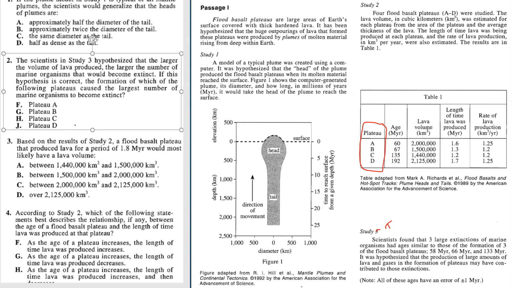Look at the answers and you see plateau A, B, C, and D, and you would have thought, hang on, I saw that on table 1. And you come over to table 1, seeing plateau A, B, C, and D. The question is just saying the hypothesis is that the larger the volume of lava, the more extinctions. Which one has the largest amount of lava volume? Lava volume is here. Which one is the largest? It's D, 2.125 million.